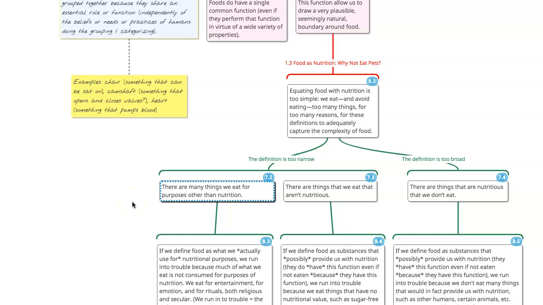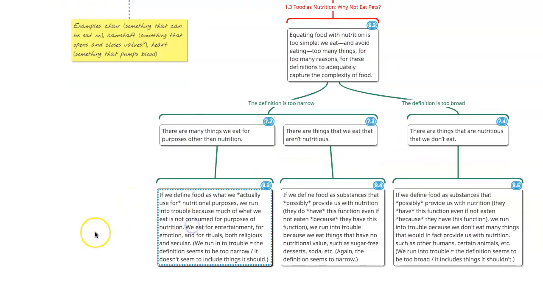Okay, so there are many things we eat for purposes other than nutrition. So if we define food as what we actually use for nutritional purposes, we run into trouble because a lot of what we eat is not consumed for its nutrition. We eat for entertainment, we eat for emotion, we eat for rituals, both religious and secular.